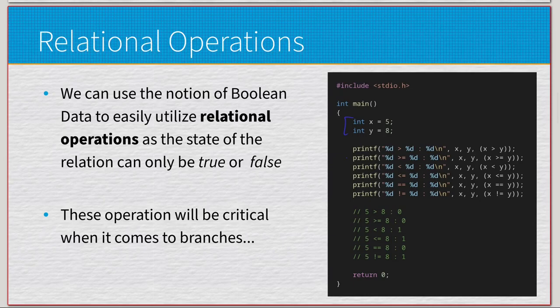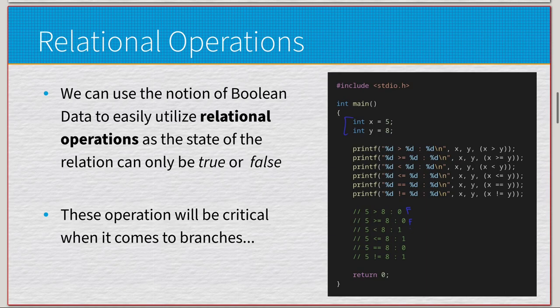We have two ints here, X and Y. X equals 5, Y equals 8. And then I have a few lines just printing out some data where we have greater than, greater than or equal to, less than, less than or equal to, is equal to, which is double equals, and then this exclamation mark or bang equals, which would be not equal to. So we're just going to look at the actual logic here. So is 5 greater than 8? No. So we get a 0 for false. And 5 is greater than or equal to 8, that is also false, so 0.